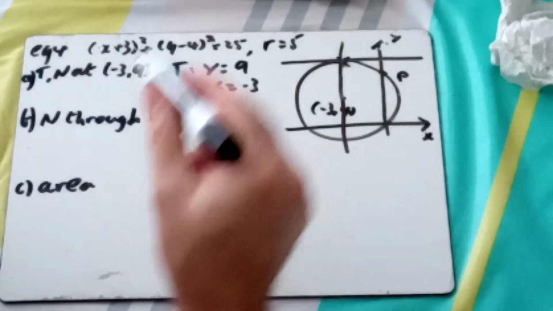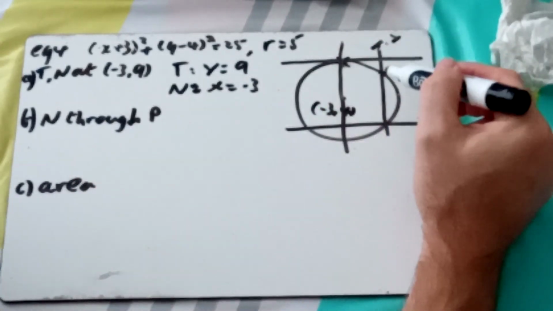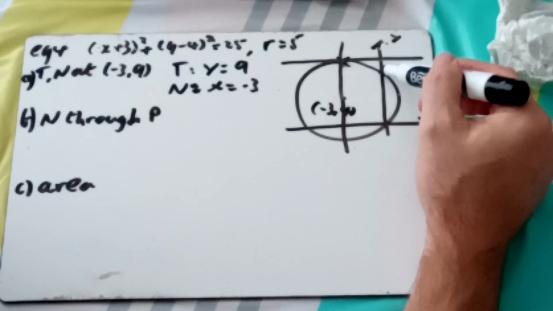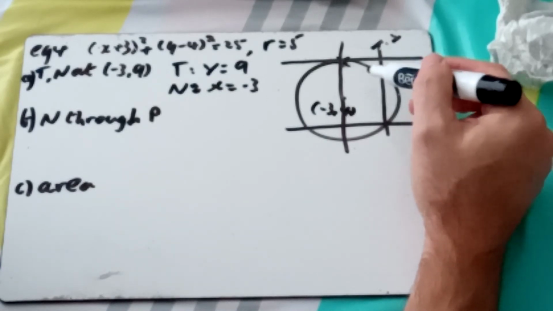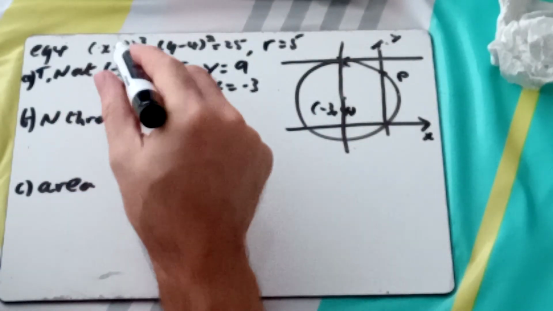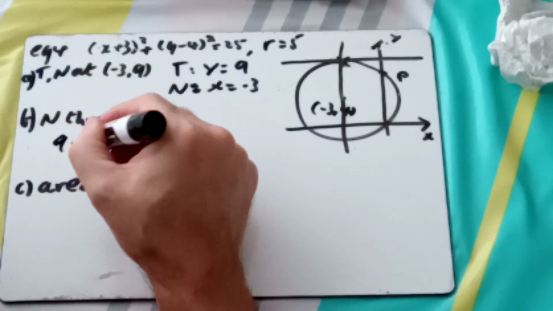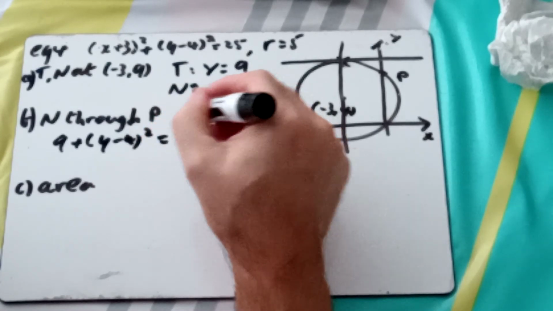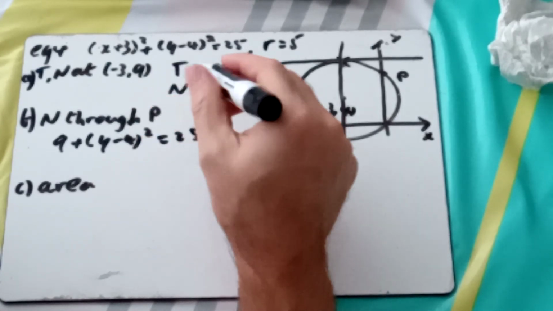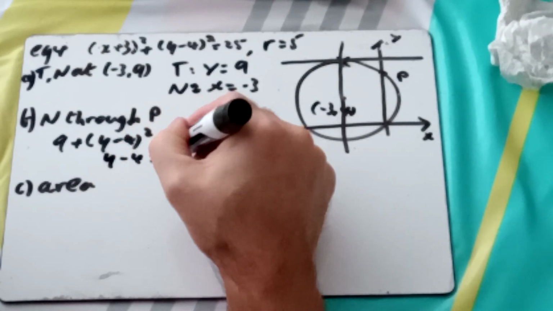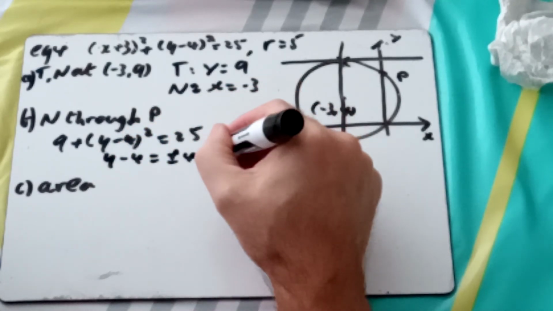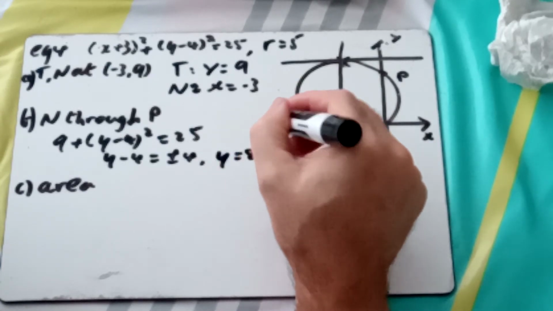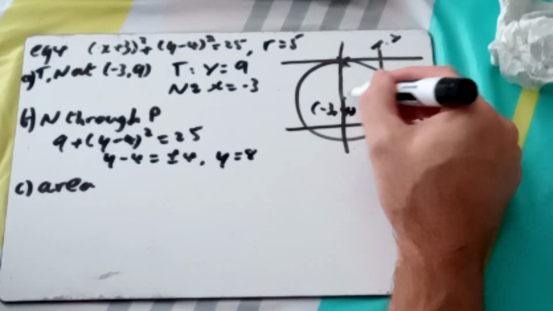A bit more to do for the last two parts though. I want the normal through the point P. P is the point on the circle where it crosses the y-axis. So on the y-axis, x is 0. So I can solve it, sticking 0 in, 3 squared, 9, plus (y − 4)² equals 25. So 25 minus 9 is 16, y minus 4 is plus or minus root 16, plus or minus 4, so y equals 0 or 8. So at P, y equals 8. So I know it's at that point there.